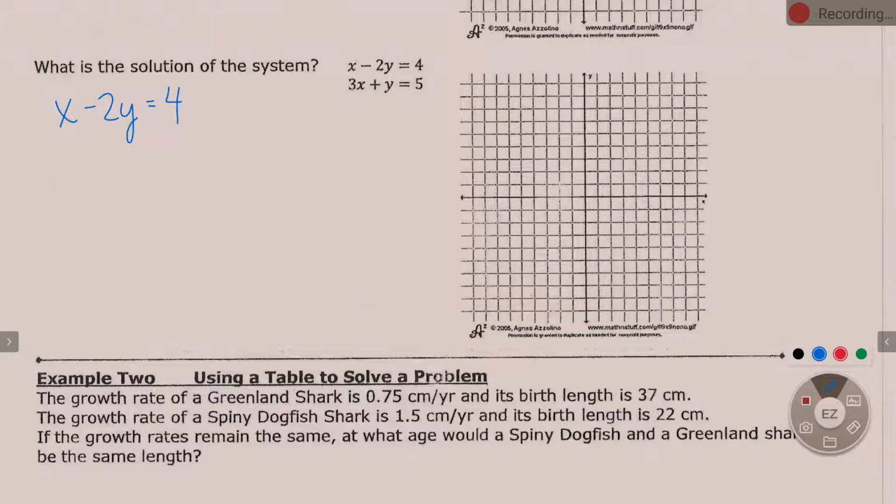Okay, x minus 2y equals 4. What are you doing to get yourself ready to graph that? Trying to get y by itself. So we have to move the x away, right? How do we move this positive x over to the other side? We're going to subtract x. If we subtract x on the left, subtract x on the right. x minus x will cancel, and now I have negative 2y. What is 4 minus x?